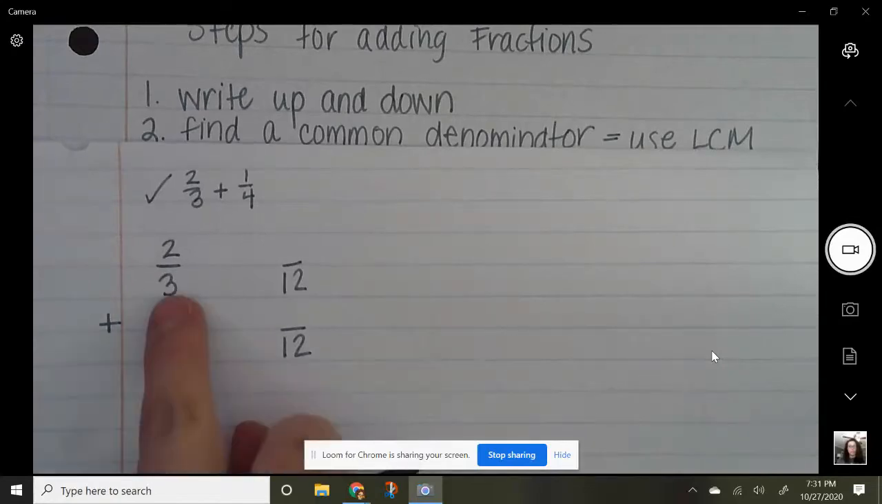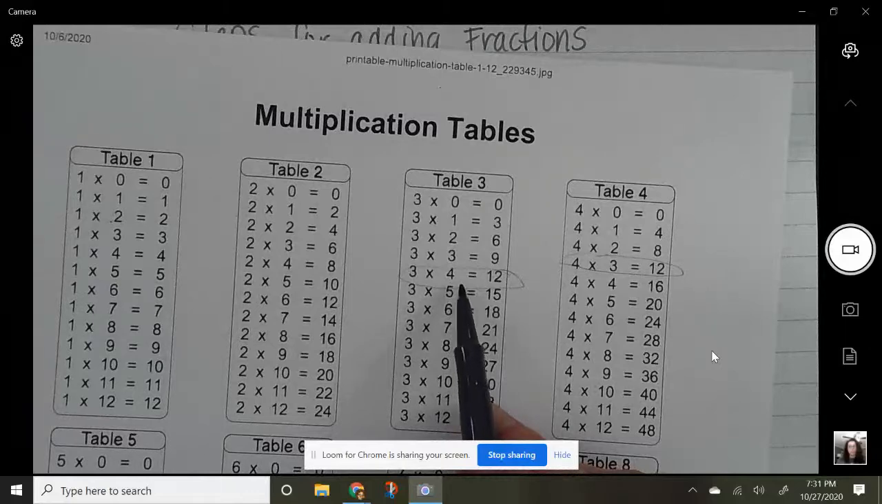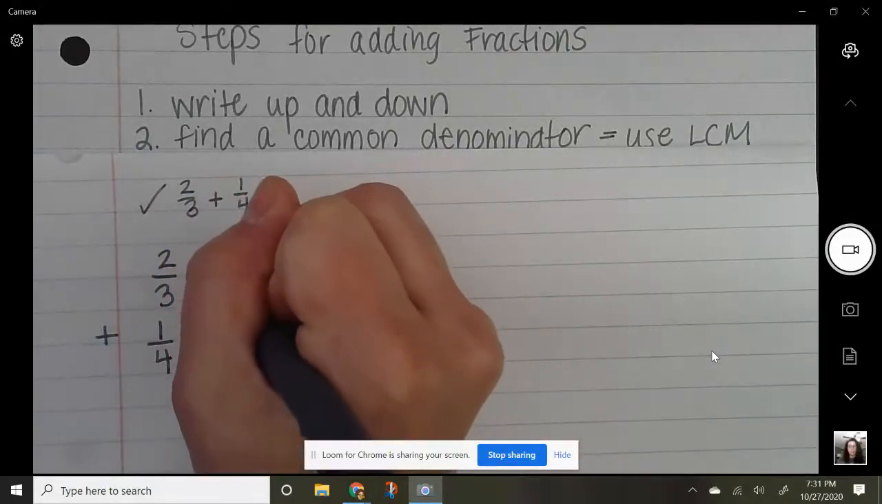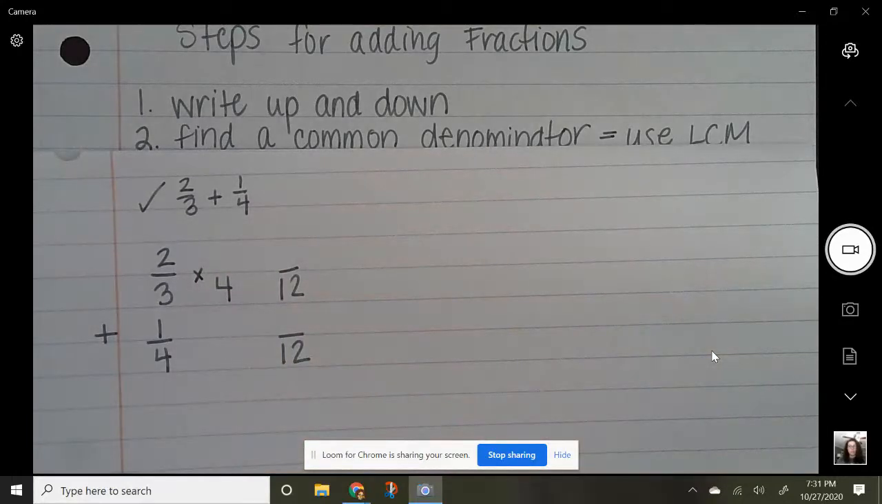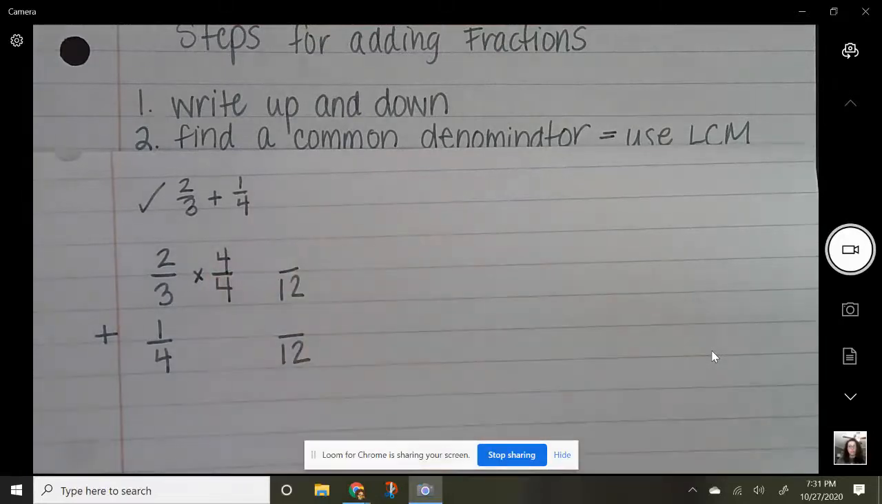How do I get 3 to change into a 12? I can do that by multiplying by 4. So I'm going to put a multiply and a 4 there. But the rule is whatever you do to the bottom, you do to the top. So I'm going to write that.